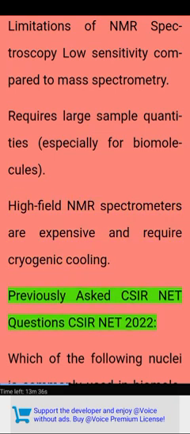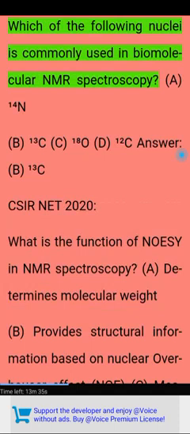Previously asked CSIR-NET question: CSIR-NET 2022. Which of the following nuclei is commonly used in biomolecular NMR spectroscopy? A. 4N. B. 13C. C. 8. D. 2C. Answer: B. 13C.